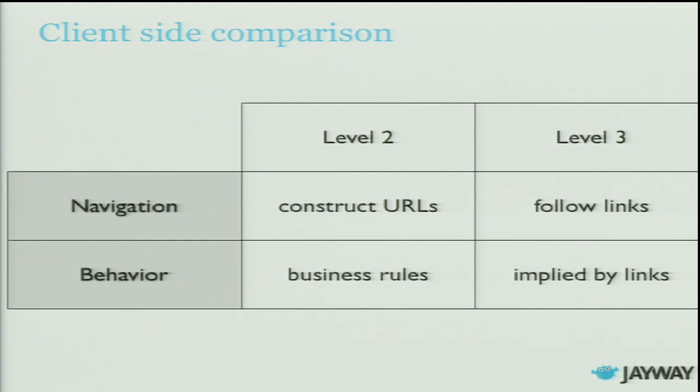So let's say maybe you want to give away a book for a certain day. If you have a level 2 application, the client must know that you have this campaign going on, because it needs to know about these business rules. But in level 3, you can just add the links, and the client will show the download link if it is there.